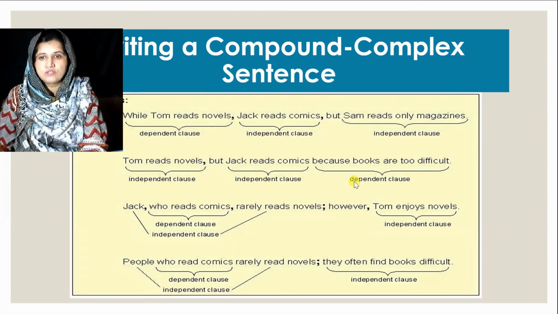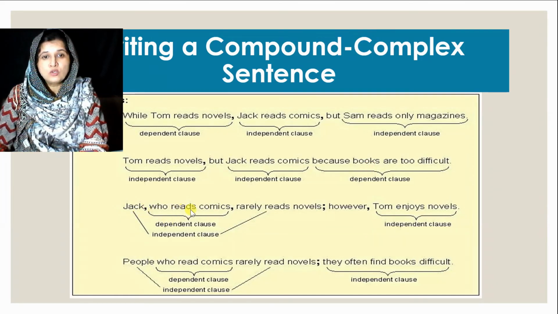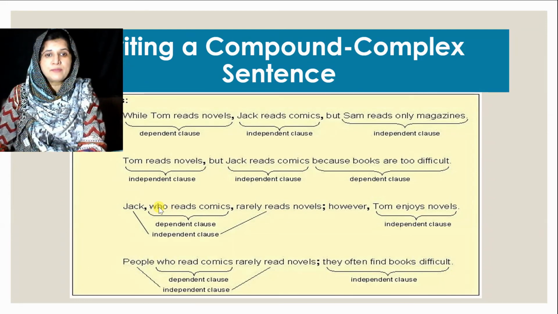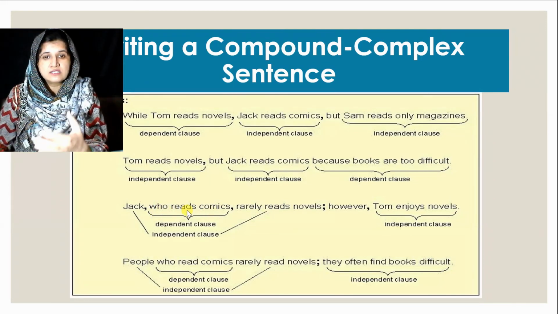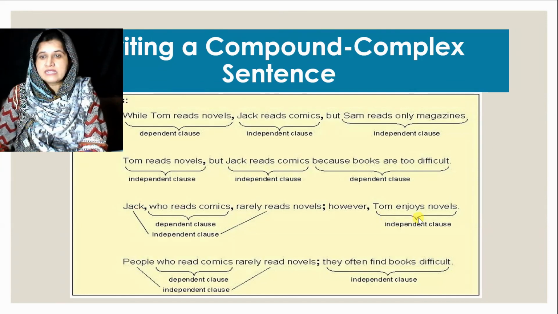You can go for any of the options. Either you can write the dependent clause in the start, or you can write it in the middle or in the end. It's all up to you. It will not affect the structure of the sentence. Next example, Jack, who reads comics, rarely reads novels. However, Tom enjoys novels. You can see here that now this is a dependent clause. Who reads comics? Here the dependent clause is starting with the relative pronoun who. So one dependent clause and again two independent clauses are providing us a compound complex sentence.